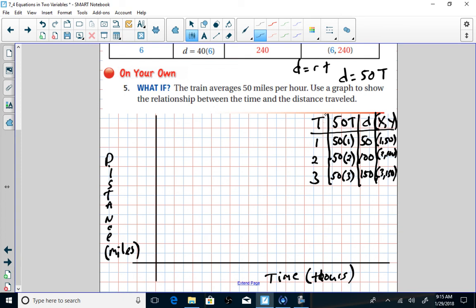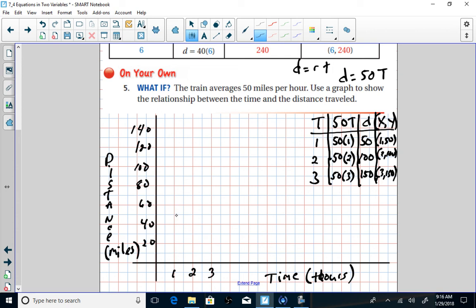Our horizontal axis are always the input values. The vertical axis will always be your output values. Or if you want to think of it as your independent variable along the horizontal axis, your dependent variable along the vertical axis. And then we need some intervals. We can go 1, 2, and 3 for hours. And we have to go up to 150 miles. I think we can reach 150 by using intervals of 10, so we'll do that. 10, 20, 30, 40, 50, 60, 70, 80, 90, 100, 120, and 140, 150 is going to be right above that.